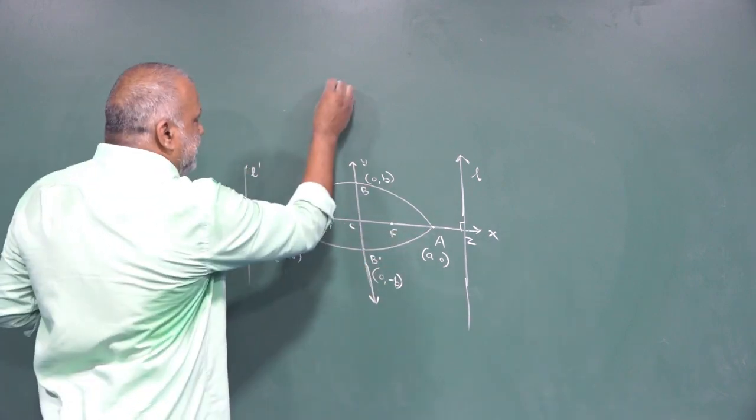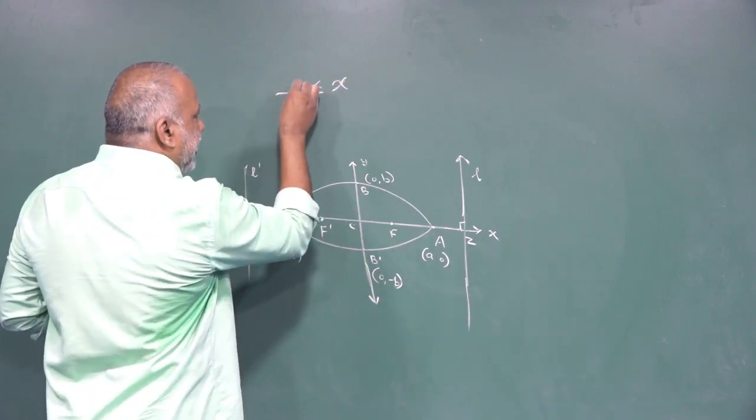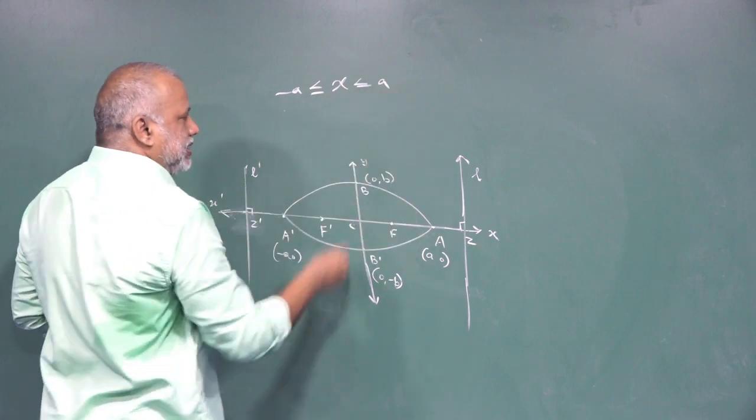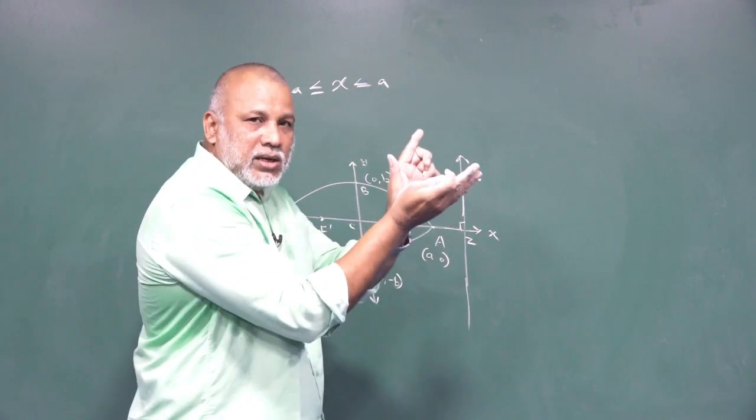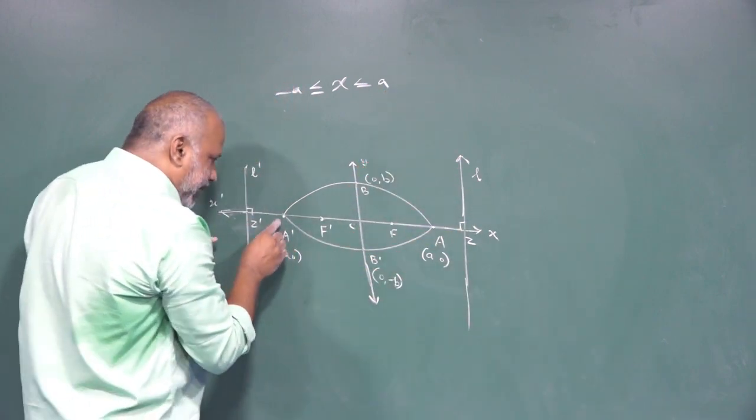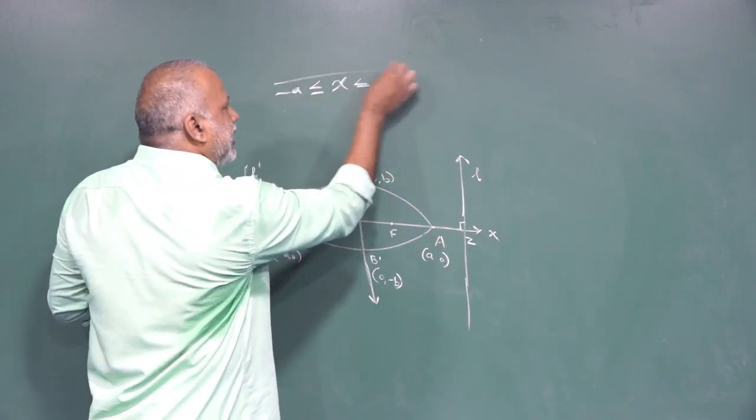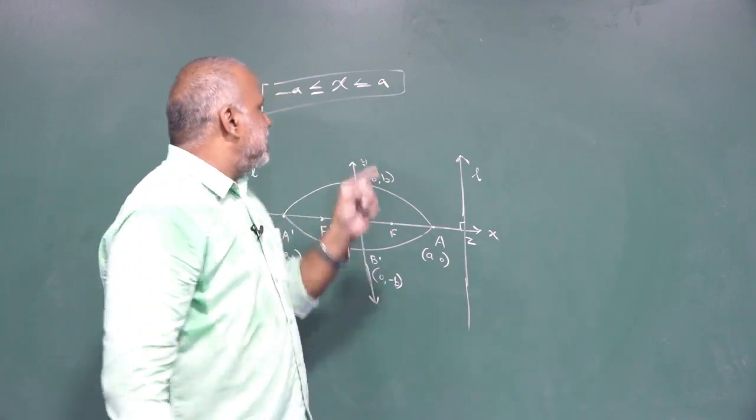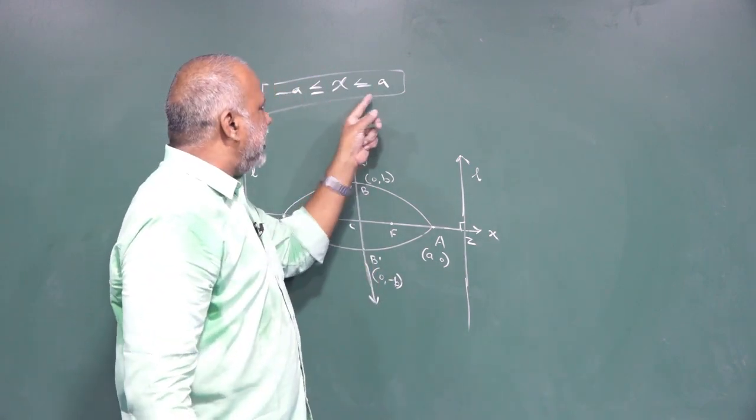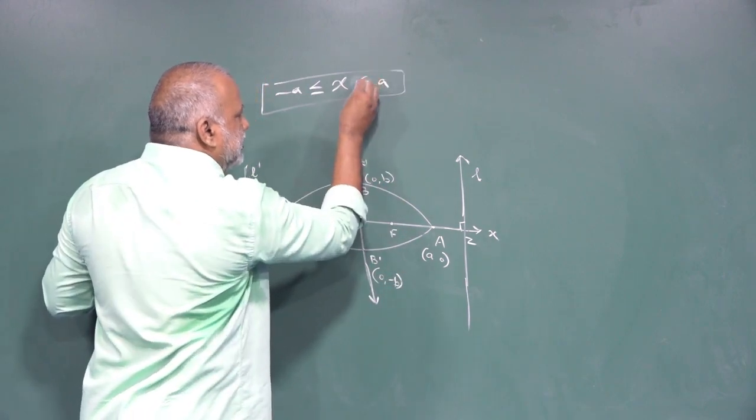Therefore, for x greater than or equal to minus a, less than or equal to a. See the diagram? This is the starting place, this is the end place. But the parabola travels up to infinity. See here, minus a to a. Therefore, for x greater than or equal to minus a, less than or equal to a, it is one of the important one mark questions.